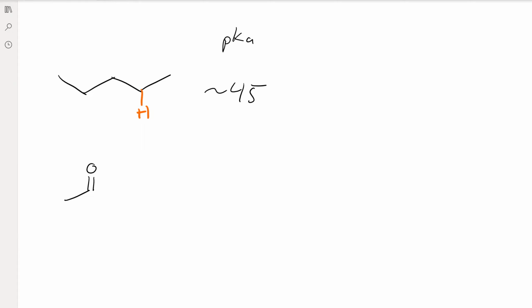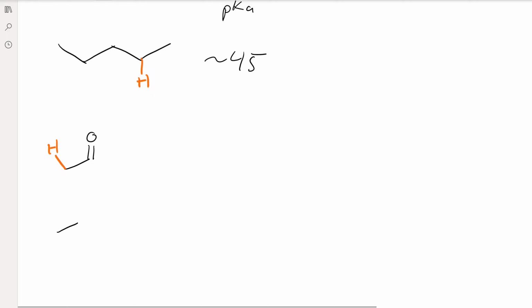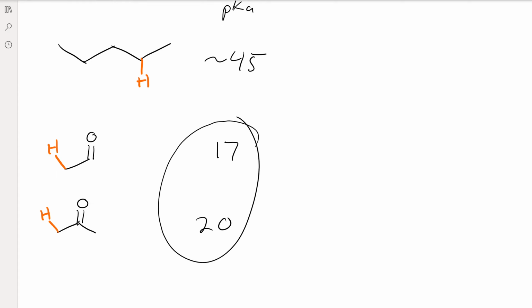When we talk about something like aldehydes or ketones, they are much more acidic, with pKa's around 17 and 20, right? So that's much more acidic. Remember, this is logarithmic, so the difference between 17 and 20 is about 1,000 times, and between 17 and 45, that's like 28 zeros. So overall, they're more acidic, which allows us to deprotonate them.